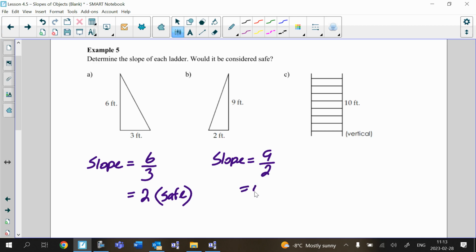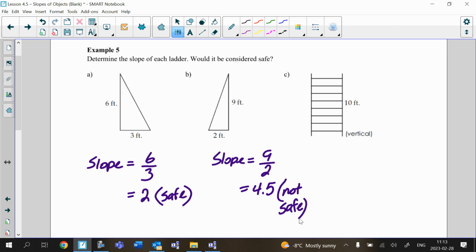Yeah, this last one. You have to imagine this ladder is flat, right up against the wall. It's not out at all. What would the slope be? There would be no slope. We couldn't measure it because if you think about it, the slope is the rise of 10, but it doesn't run anywhere.